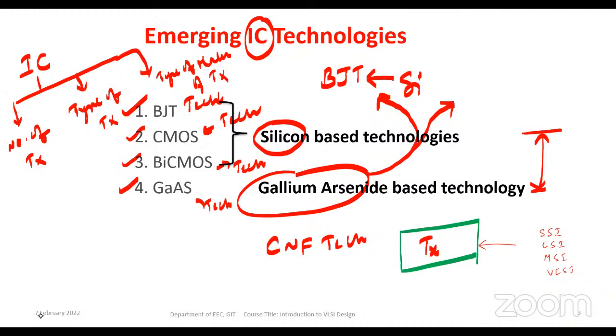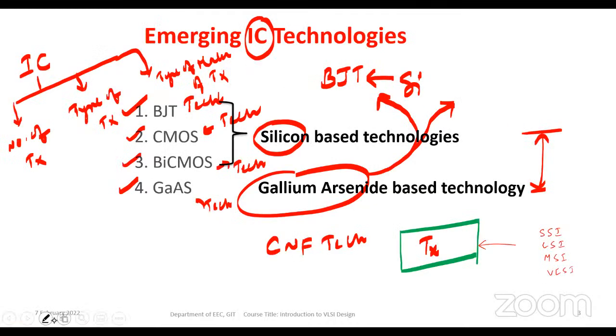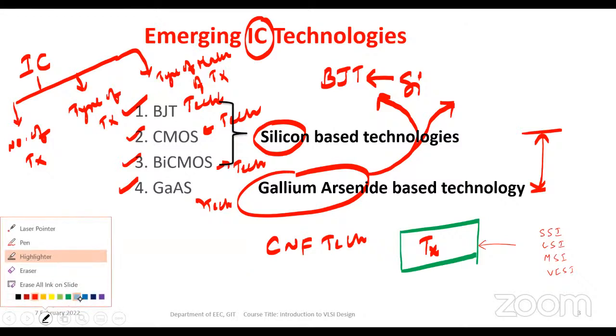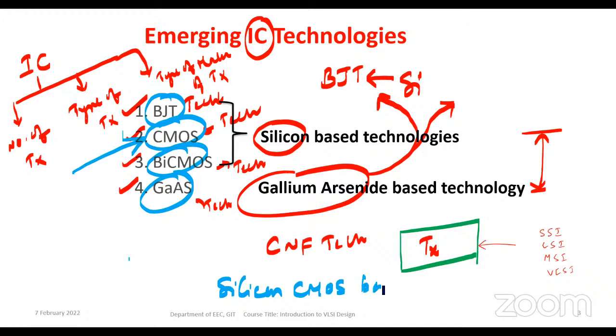Okay, fine. Now let us look in more detail at silicon CMOS technology. As we have seen previously, there are different types of technologies: bipolar junction transistors, CMOS, BiCMOS, and gallium arsenide. In our syllabus, we need to talk about silicon CMOS IC technology. So we talk about silicon CMOS based technology. Agreed? This is what we need to focus on.